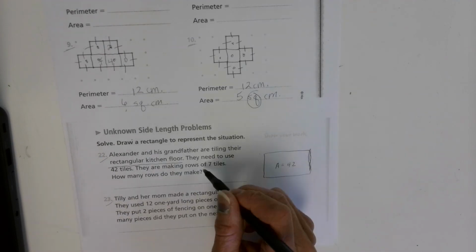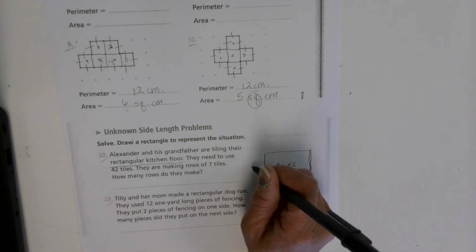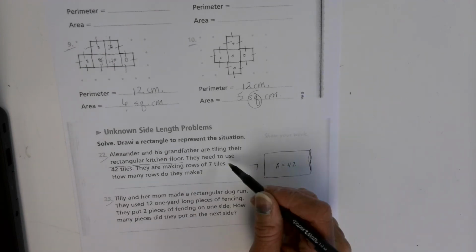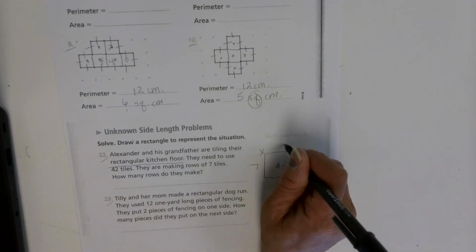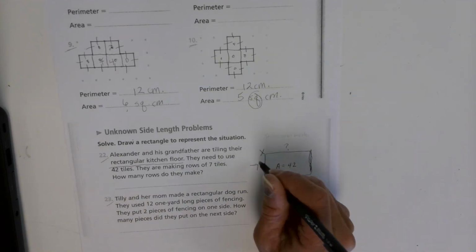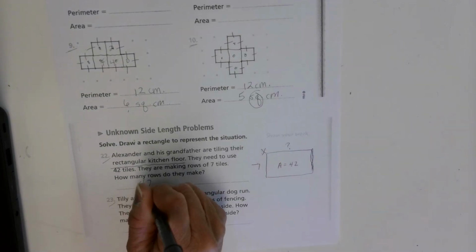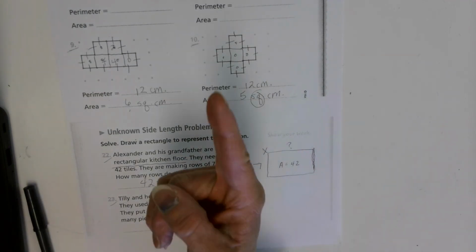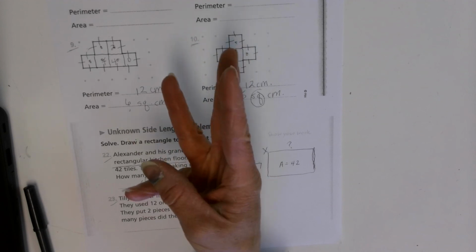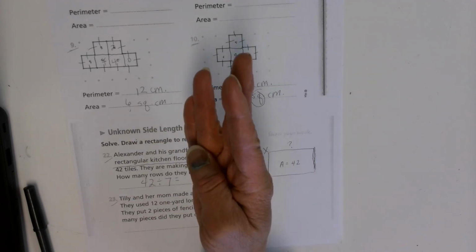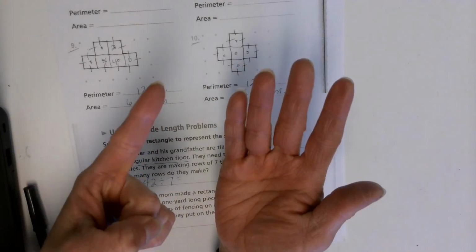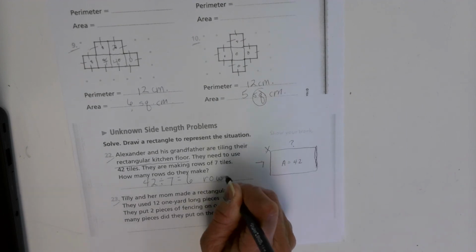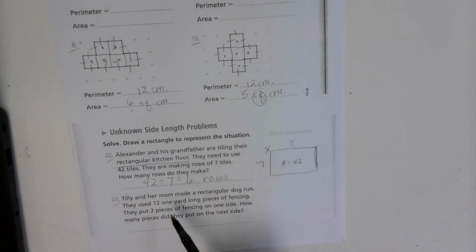42 total. They are making rows of 7. So that's 7. How many rows do they make? A 7 by what? So 7 times what equals 42? Or you could do 42 divided by 7 equals what? You could count by 7s. Draw a picture if you need to. 7, 14, 21, 28, 35, 42. So it has to be 6 because 6 times 7 is 42. 6 rows. Okay, so there's 6 in each row.